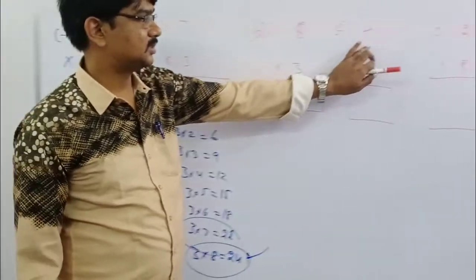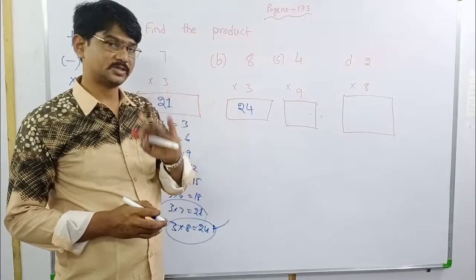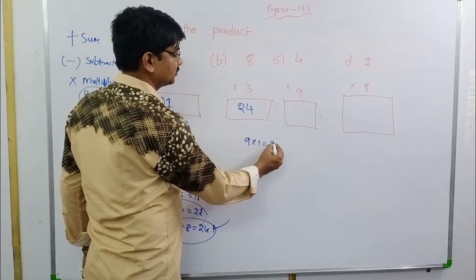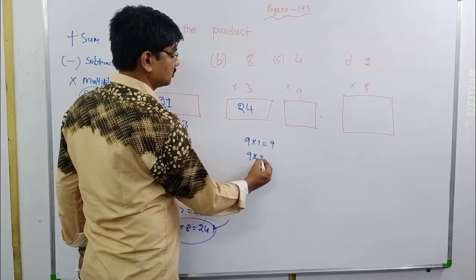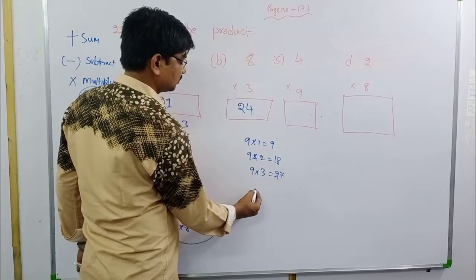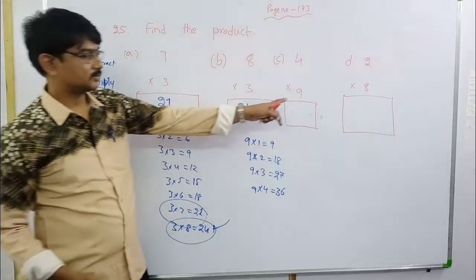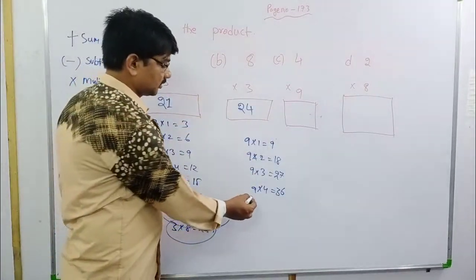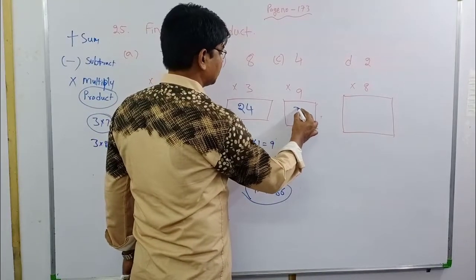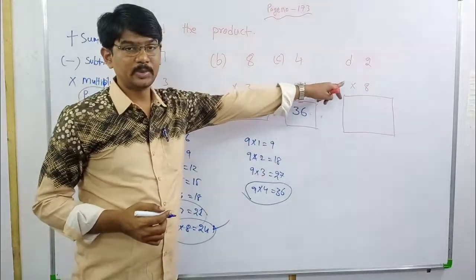Next problem number C. What is here? 9 into 4. 9 into 4 means 9 4 ja. So the 9 table is here. 9 1 ja 9, 9 2 ja 18, 9 3 ja 27, 9 4 ja 36. What is here? 9 into 4, 9 4 ja 36. What will the answer be? 36.